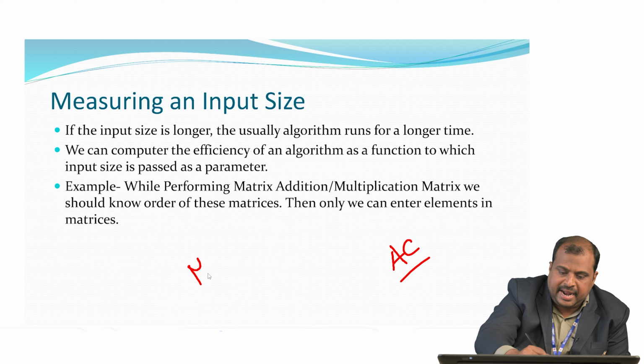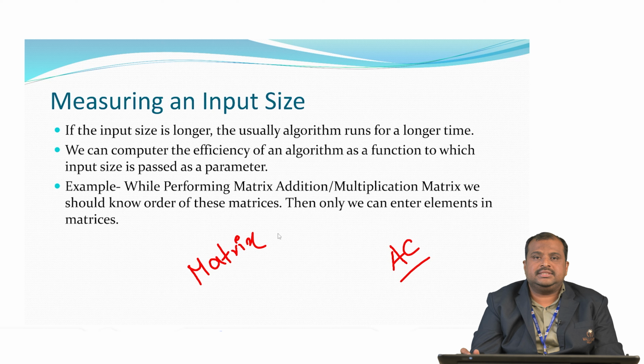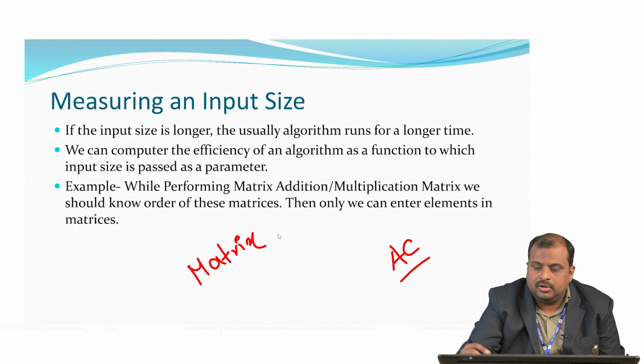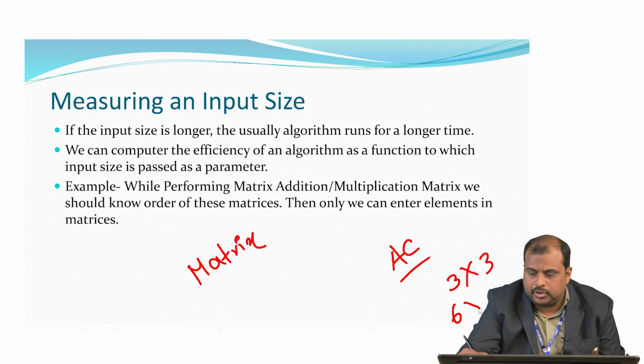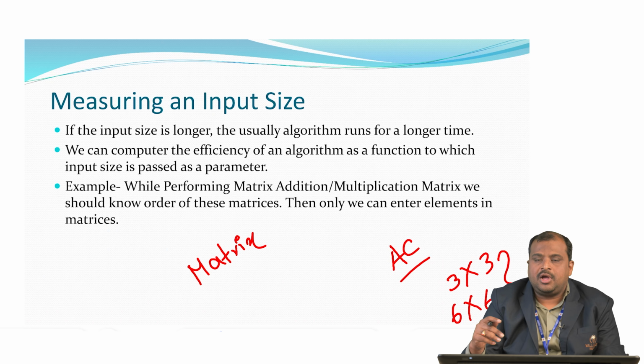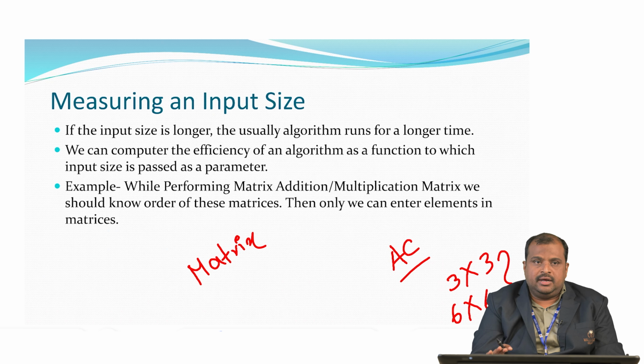We are going to learn this with an example. I'm going to take matrix addition as well as multiplication as an example. Say, for example, the order: either we take 3 cross 3 or 6 cross 6. Based on the size, how many elements are entered into the matrix, the time taken will differ.